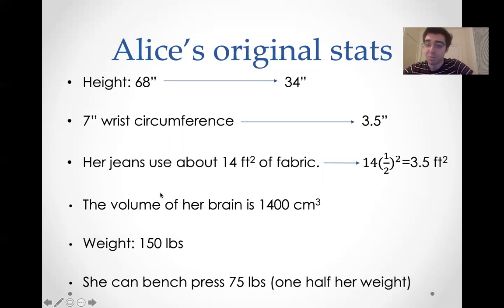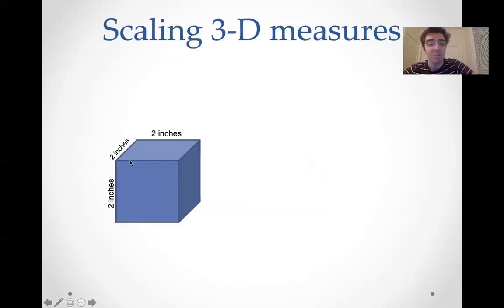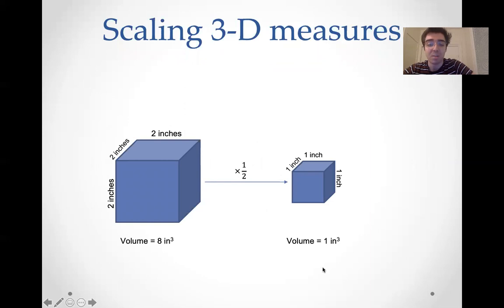Volume is, of course, a 3-dimensional measure. We can go through the same process. Imagine that we're shrinking down a cube that looks like this. It's 2 by 2 by 2. That has a volume of 8 cubic inches. But if that gets hit by the shrink ray, all of these one-dimensional lines are shrunk down to 1 inch, 1 inch, 1 inch, and now the volume is 1 cubic inch, 1 times 1 times 1.